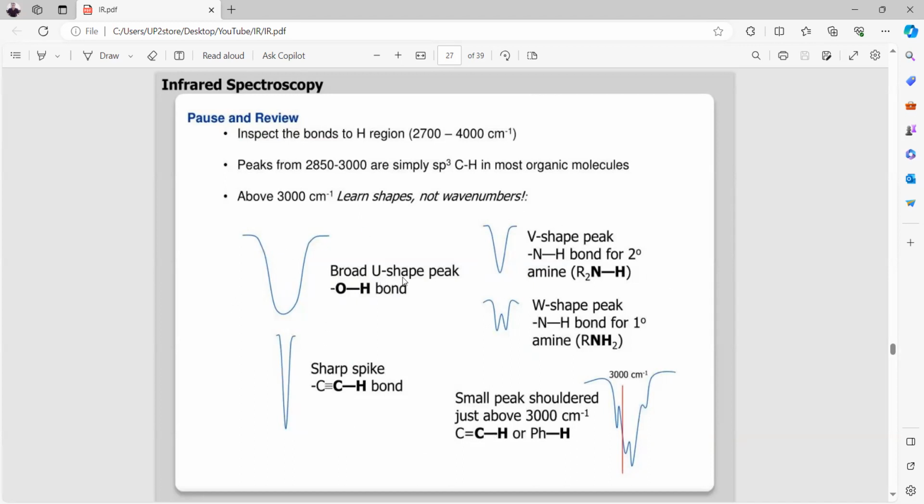If you have a broad U-shaped peak, the structure contains an OH bond. If you have a sharp single spike, it is a C triple bond CH bond. If you have a V-shaped peak, it is an NH bond for a secondary amine, R2NH. If you have a W-shaped peak, it is the NH bond for a primary amine, RNH2. If the structure has small peaks shouldered just above 3000 centimeters minus 1, this is C double bond CH or phenyl H.